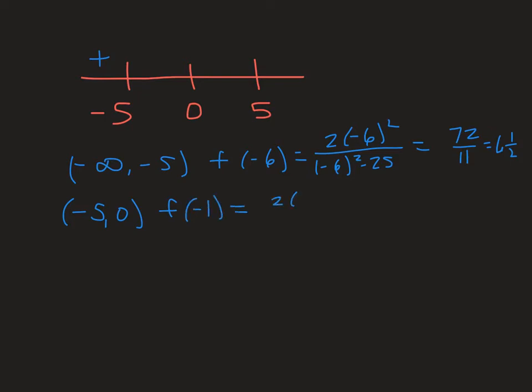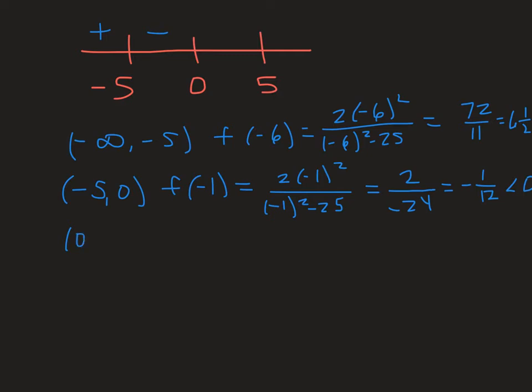So we get 2 times negative 1 squared over negative 1 squared minus 25. Oops, I don't know where 24 came from. There we go. And that's equal to 2 over 1 minus 25, which is negative 24, which is negative 1/12. And that is less than 0. I didn't do a very good job of writing that fraction. Let me do that again. There we go. That's less than 0. It's negative, so we're going to be below the x-axis on that interval.